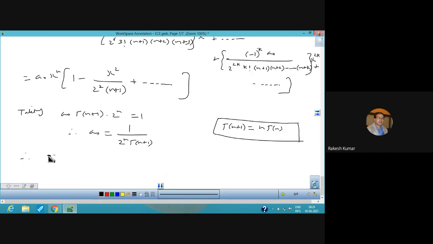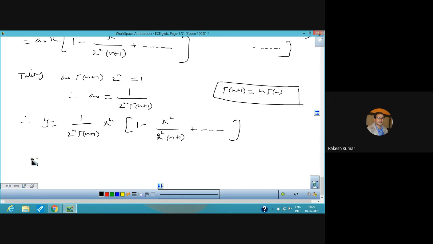So you will have y equal to 1 over 2 raised to power n gamma n plus 1, x raised to power n. Inside you will have 1 minus x square over 2 square into n plus 1 and so on. Write down the remaining terms. Don't leave it, you should not just write so on. You have to write the values up to the general term every time.